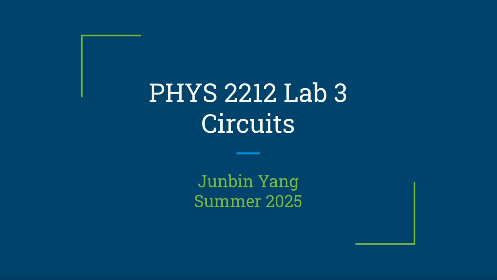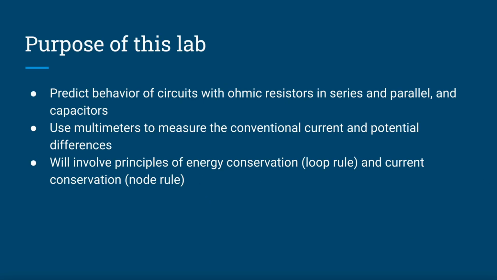This is my Physics 2212 Lab 3 circuits. So the purpose of this lab is to predict the behavior of circuits with ohmic resistors in series and parallel, as well as with capacitors. It will use multimeters to measure the conventional current and the potential differences, and it will also involve using principles of energy conversion, like the loop rule, and current conservation, the node rule.